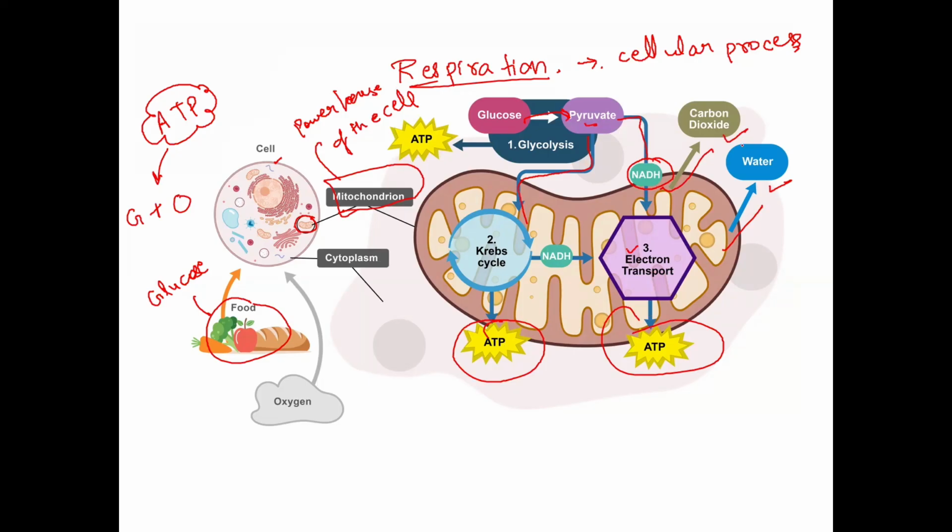So glycolysis happens in the cytoplasm, right? Outside the mitochondria, whereas the Krebs cycle takes place in the mitochondrial matrix.